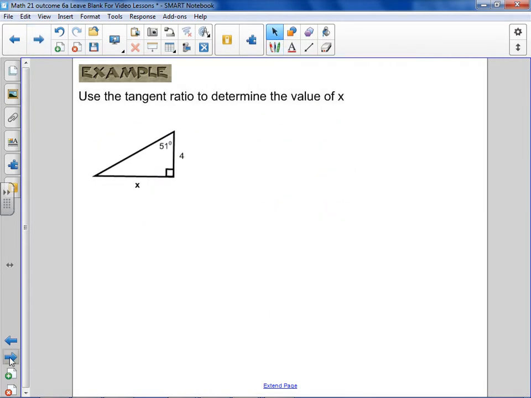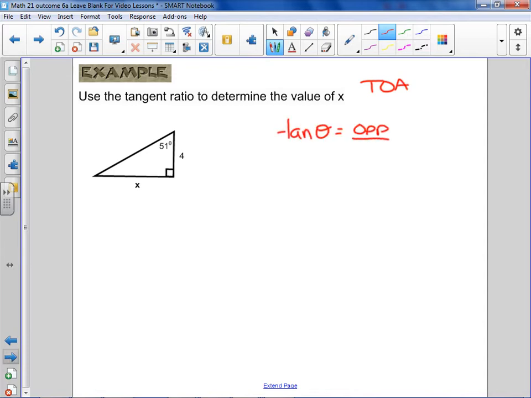One more example. It says use the tangent ratio to determine the value of x. Well, tan comes from TOA. So tan of any angle is the opposite over the adjacent. So now I go to my triangle. 51 is my angle. That's the hypotenuse. That's the opposite. And 4 is my adjacent.